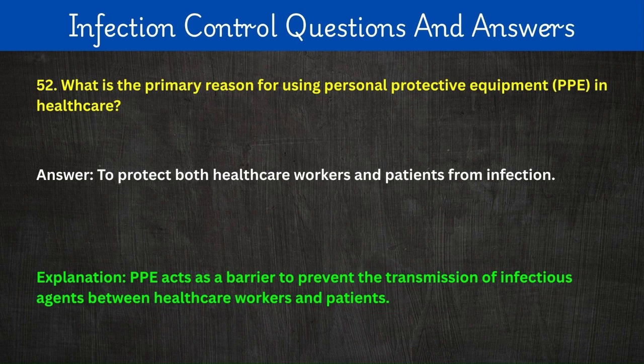52. What is the primary reason for using personal protective equipment, PPE, in healthcare? Answer: to protect both healthcare workers and patients from infection. Explanation: PPE acts as a barrier to prevent the transmission of infectious agents between healthcare workers and patients.